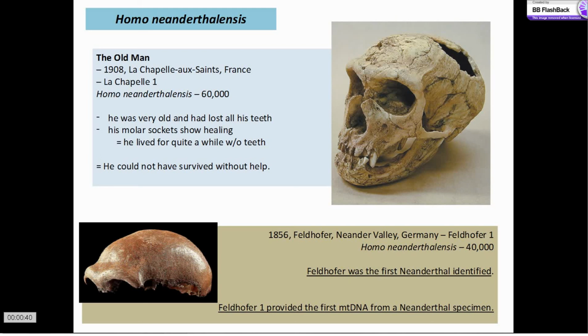Here's, well, this is not just another Neanderthal, it's just the top of the head. This is Feldhofer. This was actually the first Neanderthal that was identified. He was found in a cave in Germany, in the Neander Valley. That's where the Neanderthal, or Neandertal, either way is correct. I believe the German pronunciation would be Neandertal. This is where we get our names for these guys. They were found in the Neander Valley.